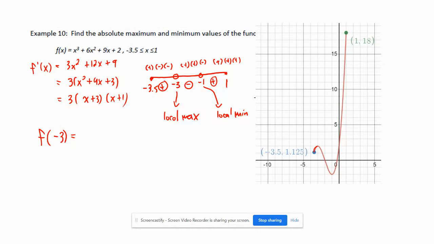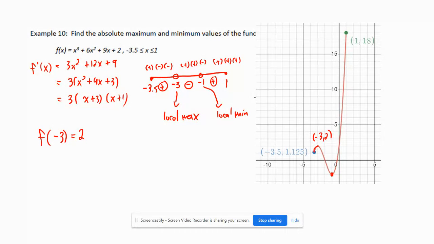sorry guys, something's messed up here. Yes, there we go. Sorry guys, made a mistake on my calculator here. There we go, and we get a value of 2. Okay, so like we see in this point over here, this point is -3, 2.